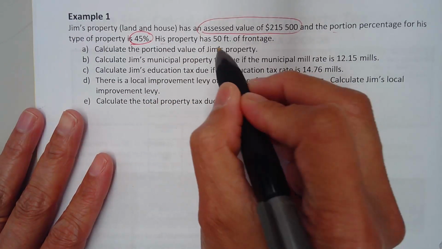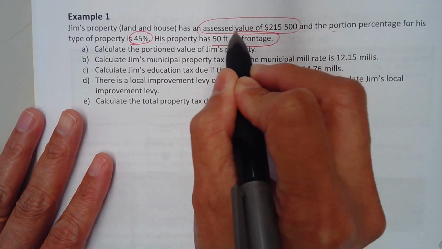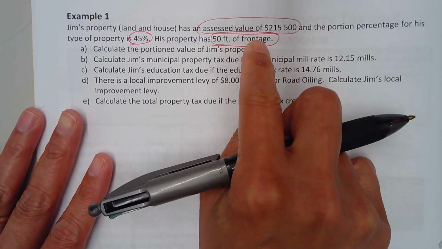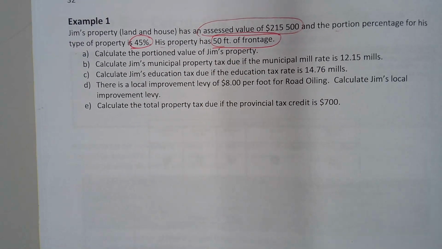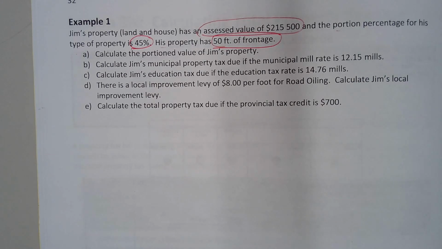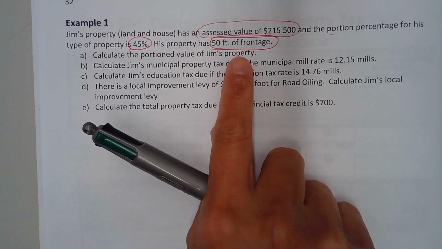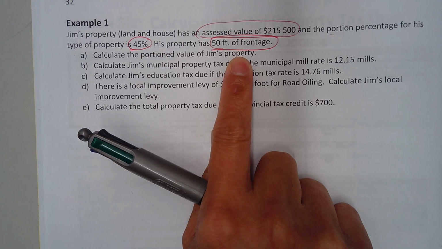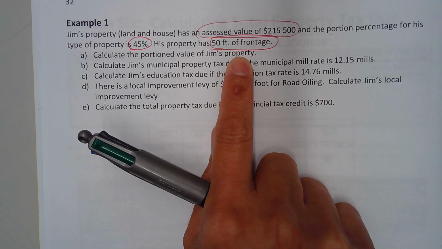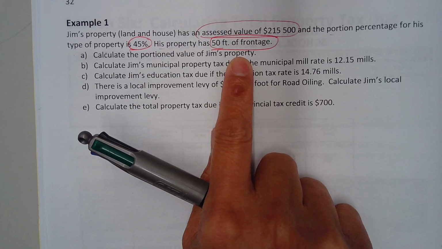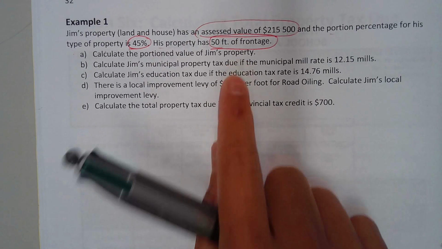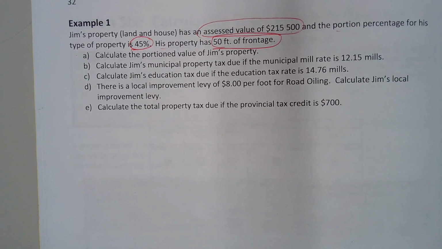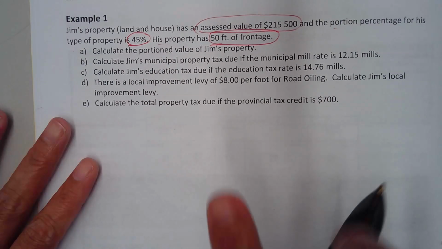His property has 50 feet of frontage. So yesterday when we talked about this, well, why are they telling us how long the front lawn is? What is that for? Is it for road repairs? Yeah, for road repairs. For any repairs, it's called local improvement. So local improvement depends on how long your property is. So that's why it's there.